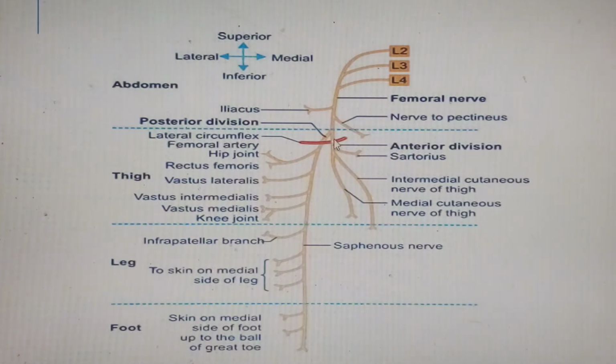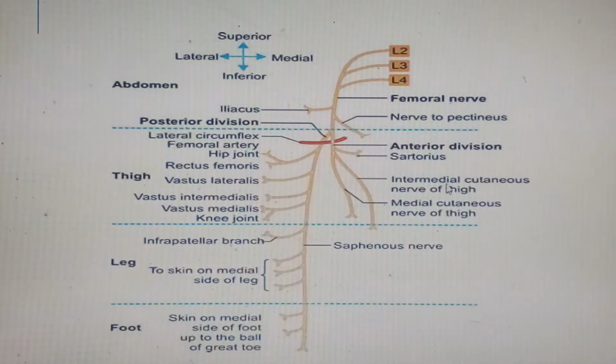Now apart from that, if I go to the anterior division of the femoral nerve, the anterior division will be supplying the sartorius muscle. If the nerve to pectineus has already been supplied by the main trunk of the femoral nerve, then no problem. But if it had not been supplied, then alongside the sartorius muscle, the pectineus will also be supplied by this anterior division of the femoral nerve. Now this was the motor supply to sartorius. Now these are cutaneous supply, just like the saphenous nerve from the posterior division.